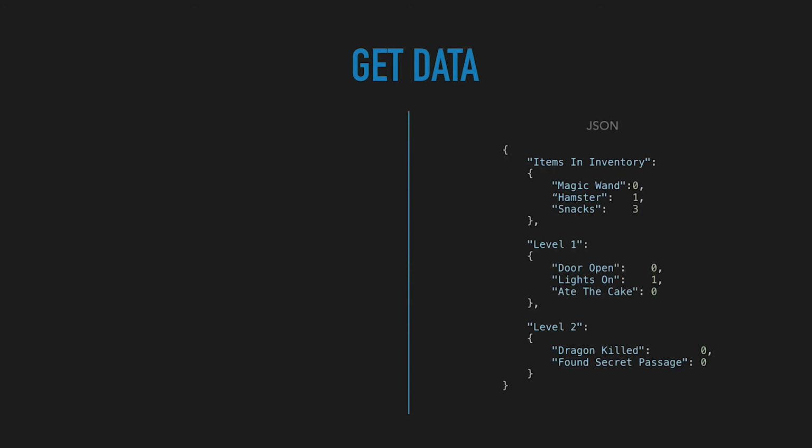So here's our JSON file. In this case, the data we are interested in is getting the status of an event. Let's get the status from level 1 and see if the door is open or not. I use the number 0 for false or 1 for true, as opposed to a boolean true and false. But you can use floats, integers, booleans and strings as well. To get the value, we use square brackets and then we specify a path. In this case, it would be level 1 and door open. That gives us 0 as a result.